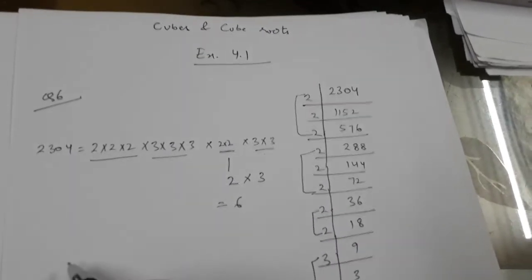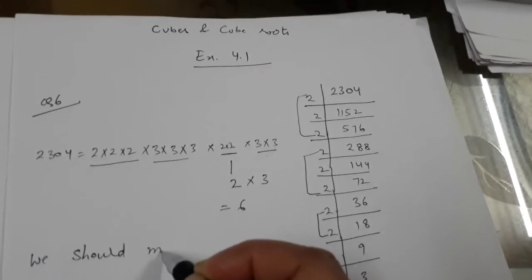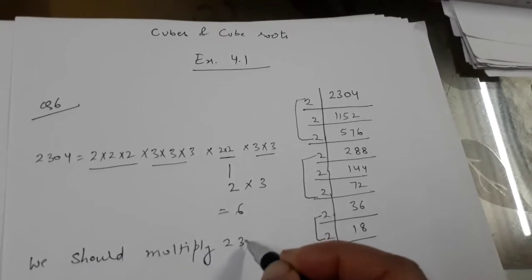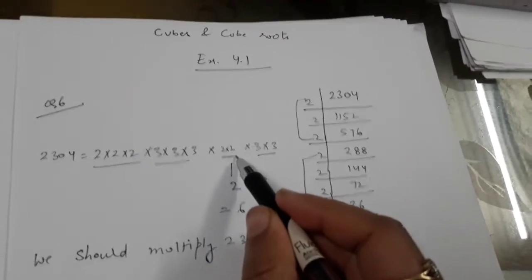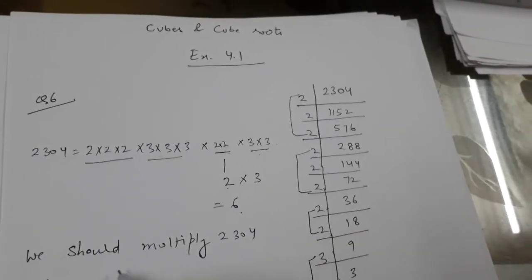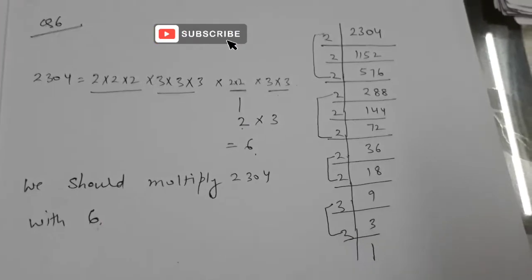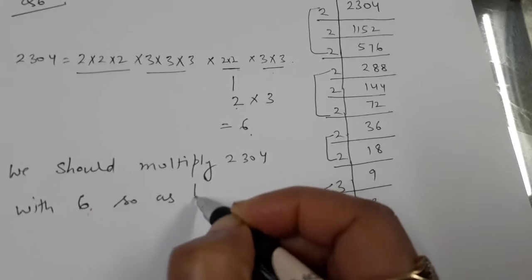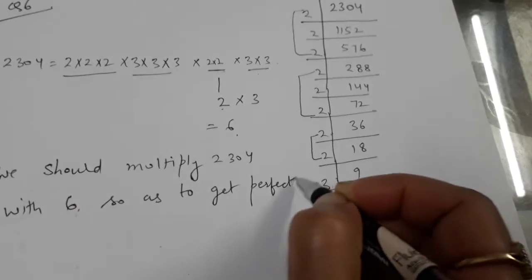So what will we write? We should multiply 2304 with 6. Why 6? Because here we need 1 more 2 and 1 more 3, and 2 into 3 is equal to 6. We should multiply 2304 with 6 so as to get a perfect cube.